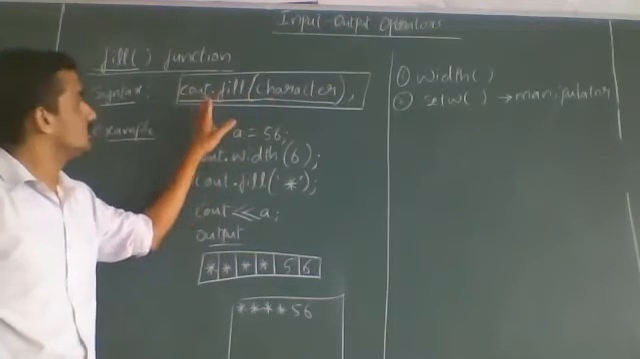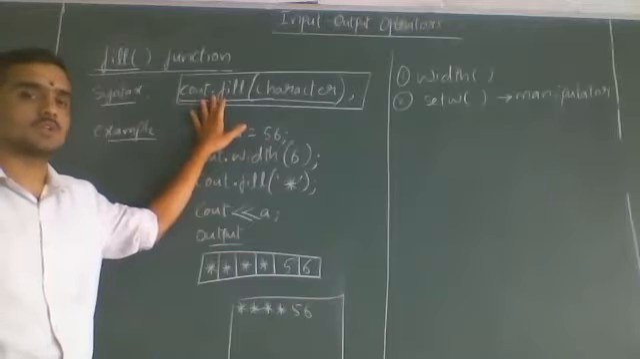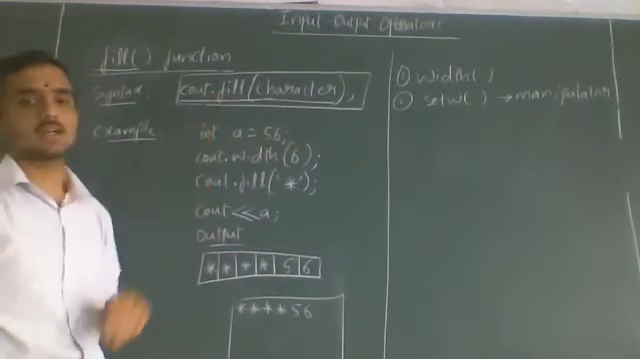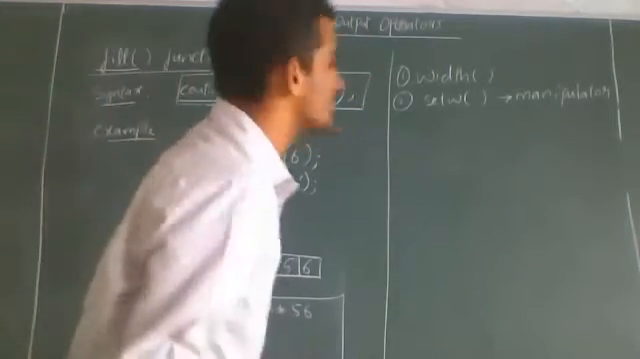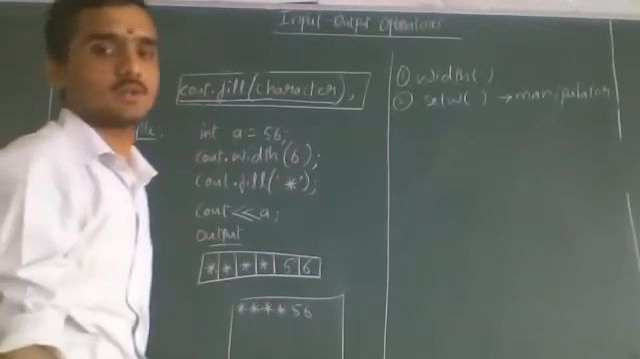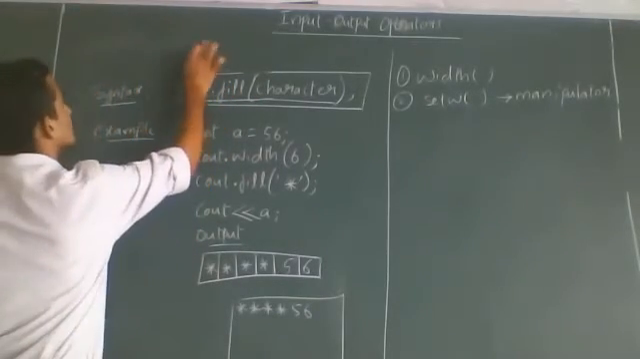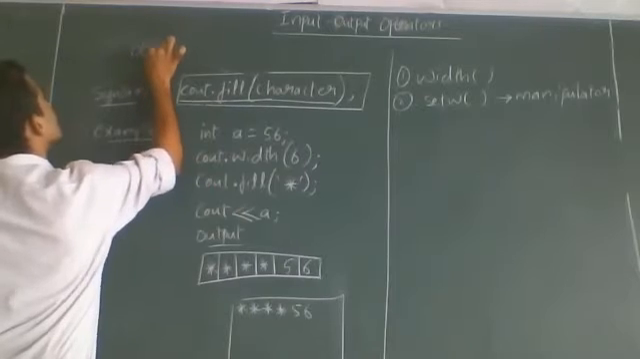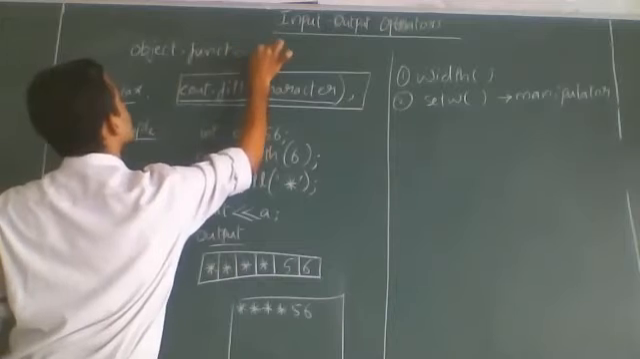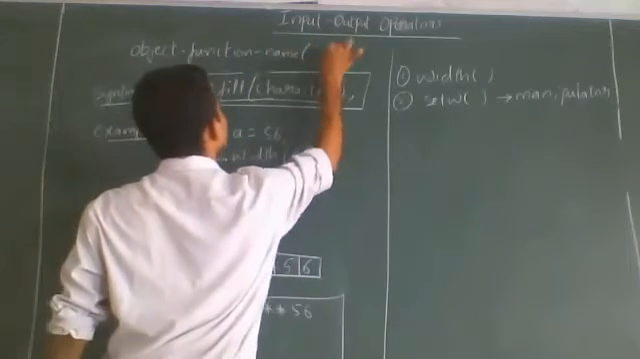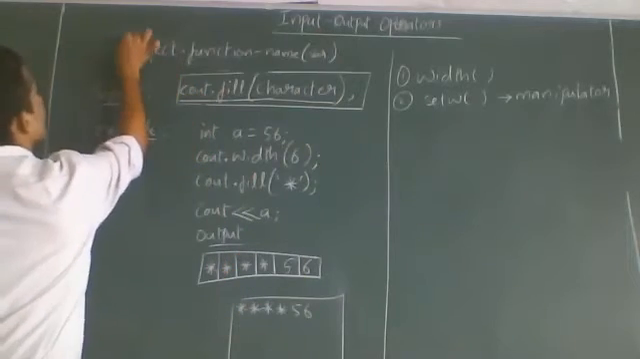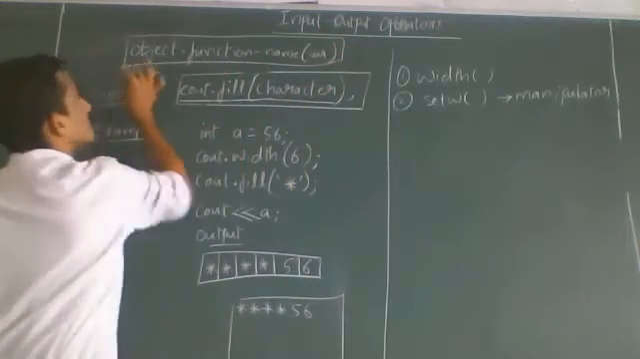The syntax says cout dot. Here the dot is very important. You have to put the dot symbol. Cout dot fill of character. Yesterday we also discussed this dot operator, like cout dot width. So I will give a general formula for this: object dot function name of some variable or any parameter. Remember, object dot function name of some variable.